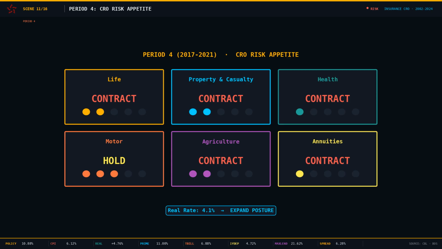Motor, hold. Short tail, less exposed. Agriculture, contract. Climate and inflation dual shock. Annuities, contract hard. Guaranteed rates unsustainable. Defensive posture across the board.